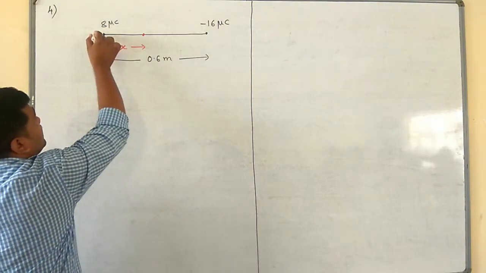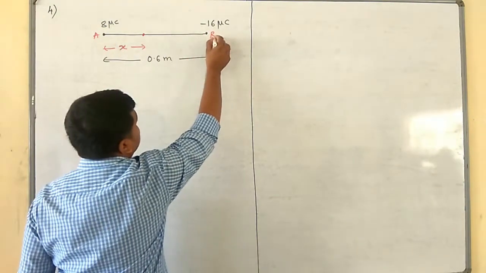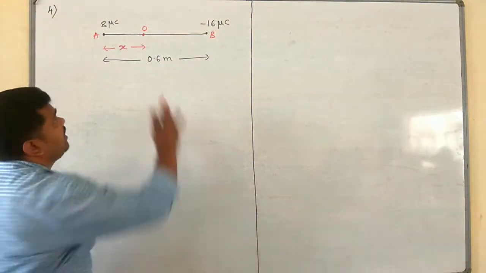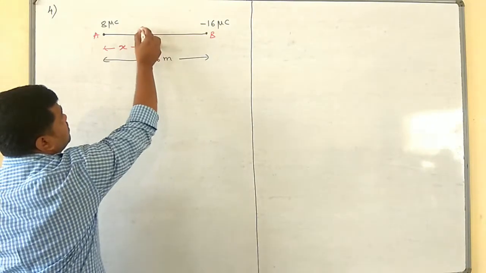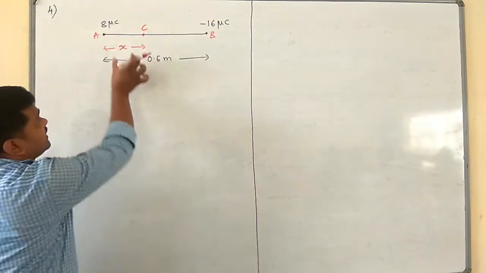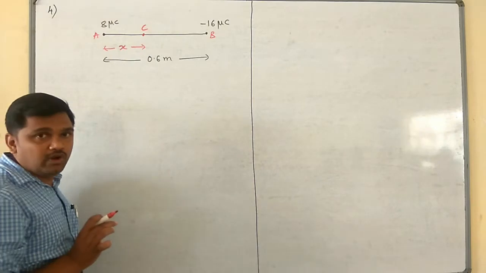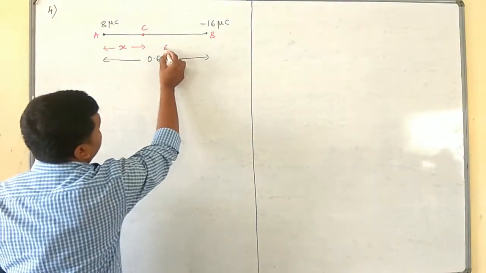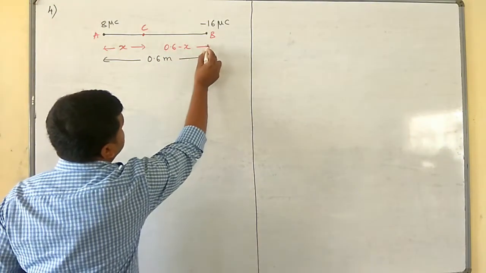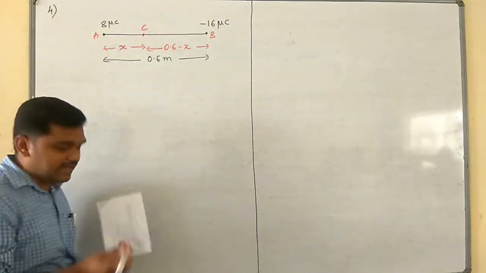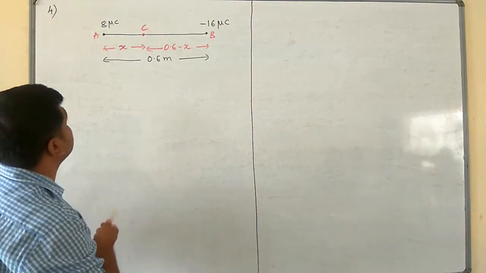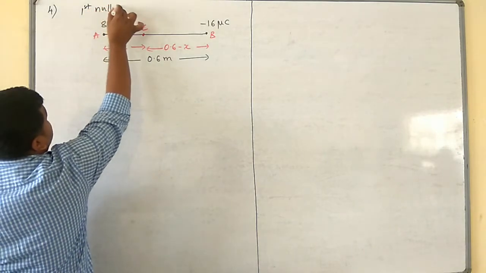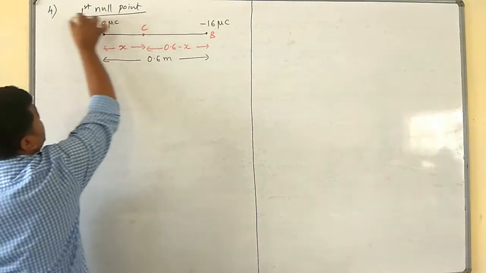For our convenience, let us call these points A, B, and let it be some point C. At a distance x from 8 microcoulomb, the first null point lies, for example. If it is x, then the other distance will be 0.6 minus x. Now I am discussing the case 1, the first null point.